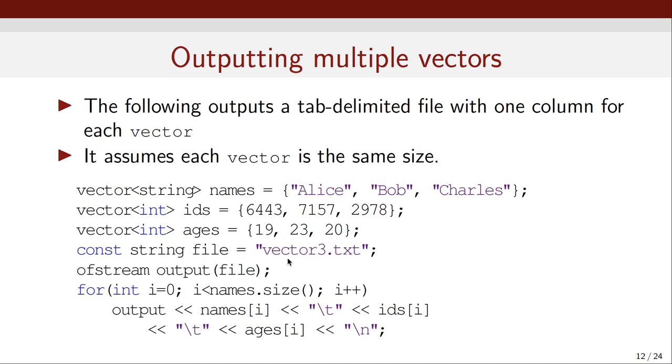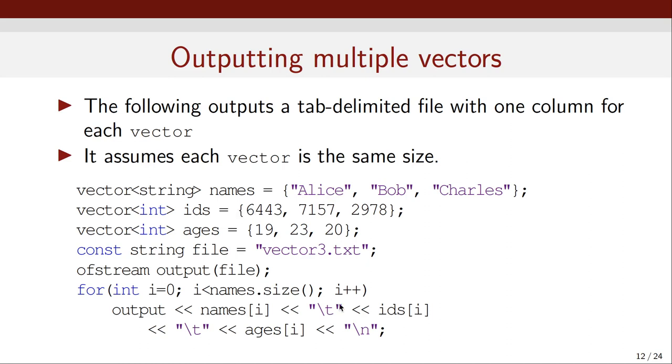Then we can create a file string. So that's a string called file, and name it vector3.txt. And then we can create an output file stream that's applied to this string that's called file. And then we can use a for loop to output these vectors into that file. So we can do it the same way as before. So instead of cout, we're using output, so that's this output file stream. And then angle brackets and then names of i. So that will print the first name when i equals 0. Then we can insert a tab character. Then we can insert the ID that corresponds to that name.